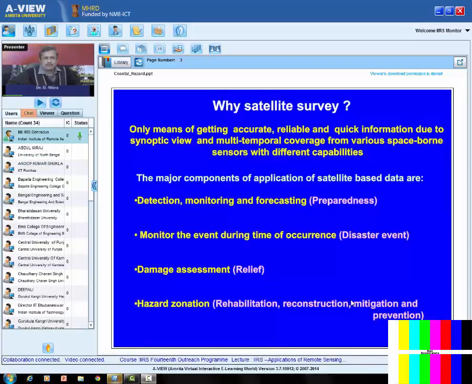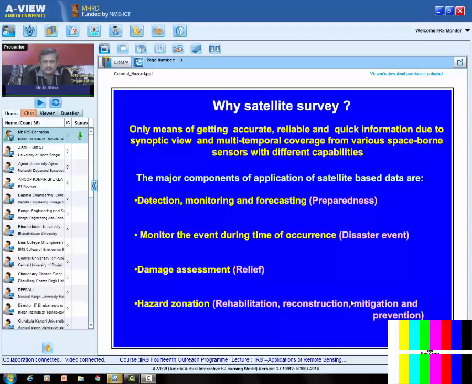First, the most important question is why a satellite survey is required to address hazards or disasters. Satellite data is the only means of getting accurate, reliable and quick information due to the synoptic view, that means a huge area you can see in a single scene, and multi-temporal coverage, that means the same area you can see in a different time domain, from various space-bound sensors with different capabilities.